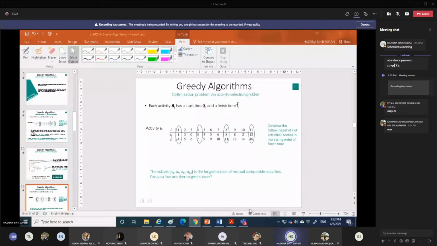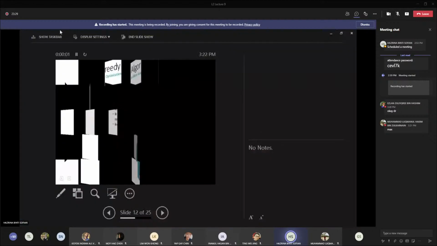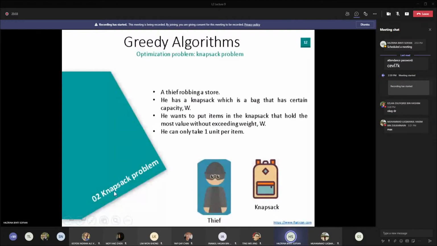It will be clearer to you when I explain about the knapsack problem. At the end of this, you will tell me whether it is maximization or minimization. But I think in this example, it will be clearer for us what greedy is.